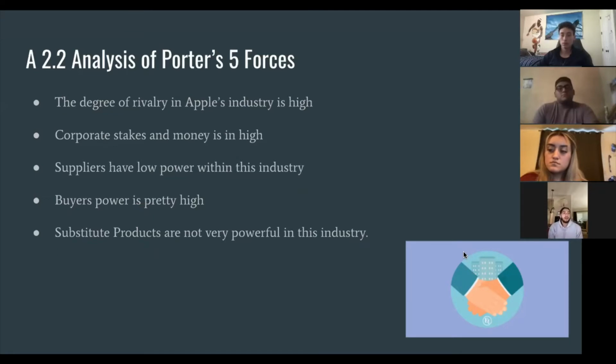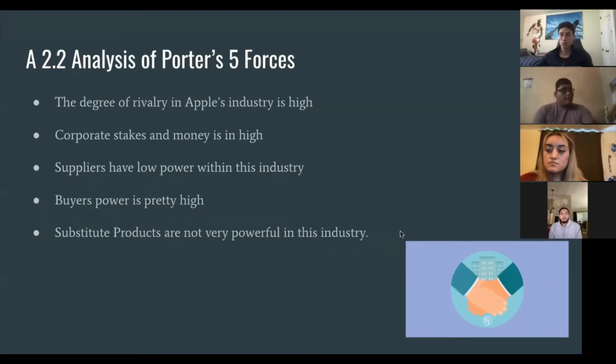Suppliers have low power within the industry, as there are so many of them, making them easily interchangeable or replaceable if need be. Buyers have considerable bargaining power within the industry, and Apple needs to sell iPhones, and without companies buying them, there would be no Apple today. Substitute products are not very powerful in the industry. Though there are substitute products, they usually have a poor performance trade-off, which makes them unrealistic to use.